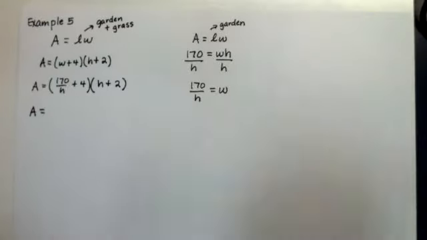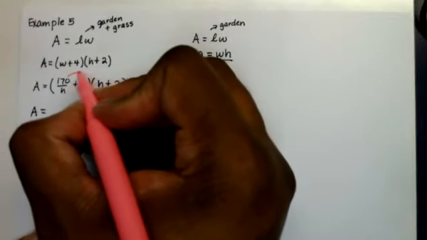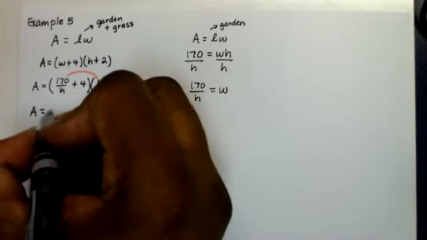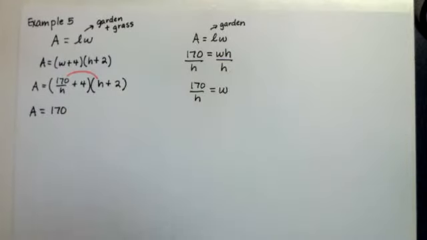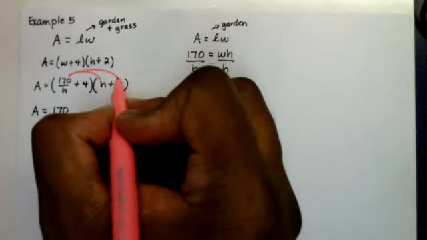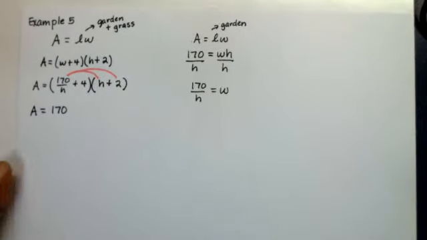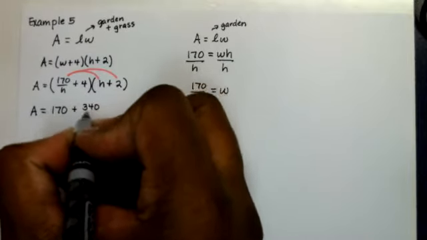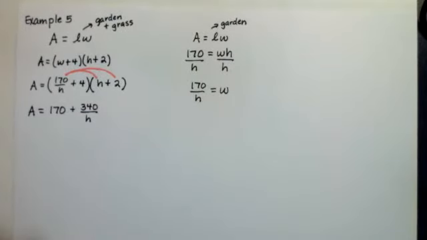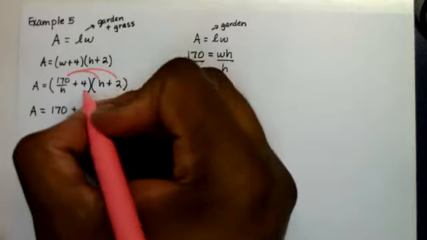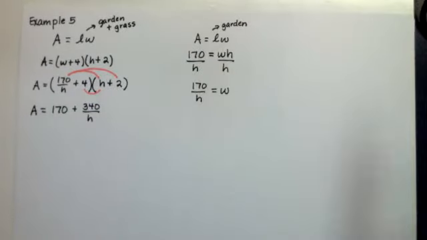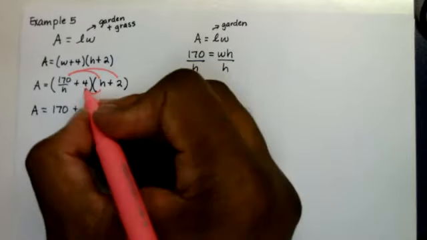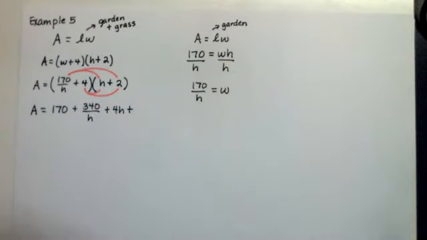And of course, we'll have to apply the FOIL method here. So if I do 170 over H times H over 1, your H's will divide out. You'll be left with 170. And then the outer would be 170 over H times 2 over 1, or 2 times 170 will be 340 over H. The inside will be 4 times H, which will be 4H. Plus 4 times 2. That's going to be 8.